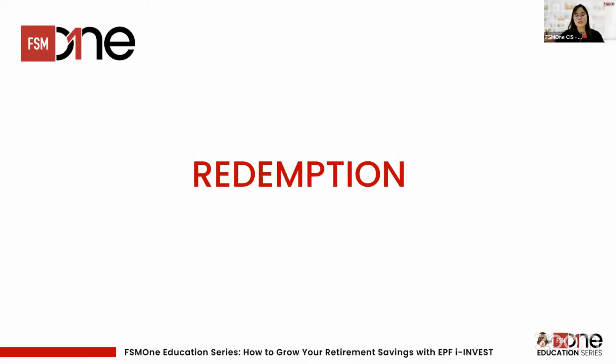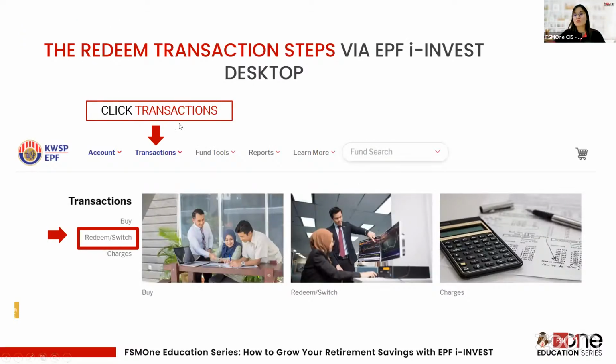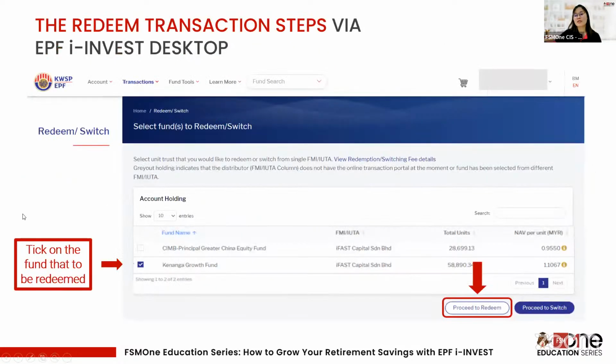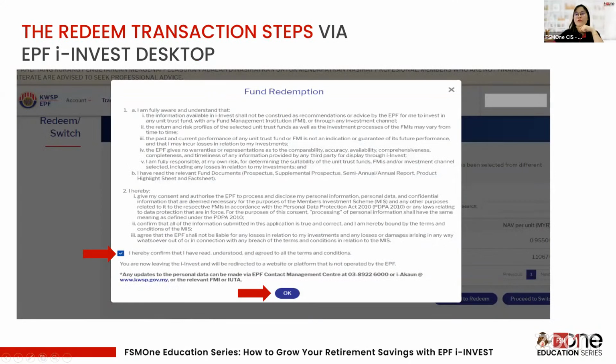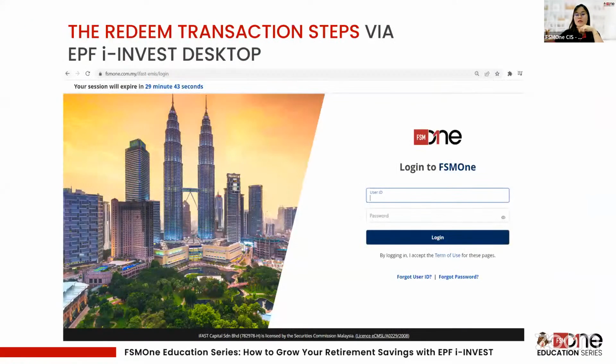For redeem transaction, mouse over to transaction and then click on the redeem and switch button. Select the unit trust fund you would like to redeem and then proceed. Click proceed to redeem button. Click to agree the terms and conditions and OK.